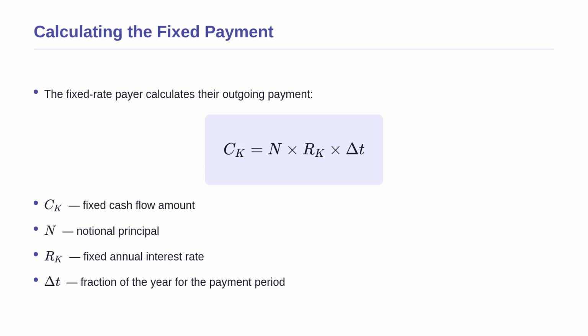To understand the mechanics mathematically, we must calculate the exact cash flows exchanged by the two parties. We start with the fixed payment. The formula is C_K equals N times R_K times delta T. Here, C_K is the fixed cash flow amount. N is the notional principal, which is the theoretical loan amount. R_K is the fixed annual interest rate agreed upon, and delta T is the time fraction, such as 0.5 for 6 months. Because the fixed rate never changes, this exact dollar amount remains the same for every single period of the swap, providing complete predictability.